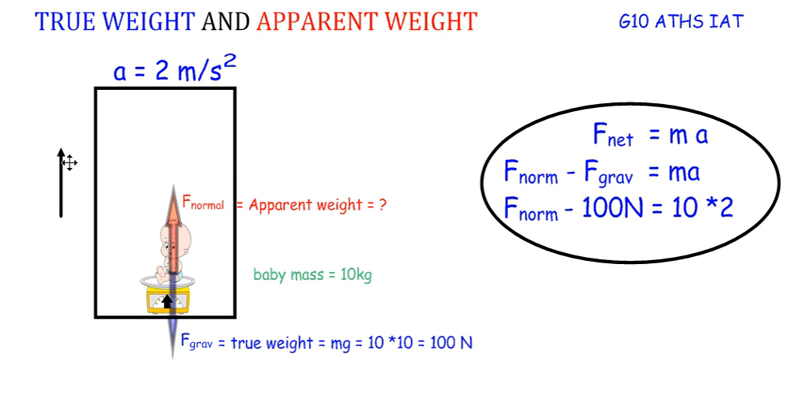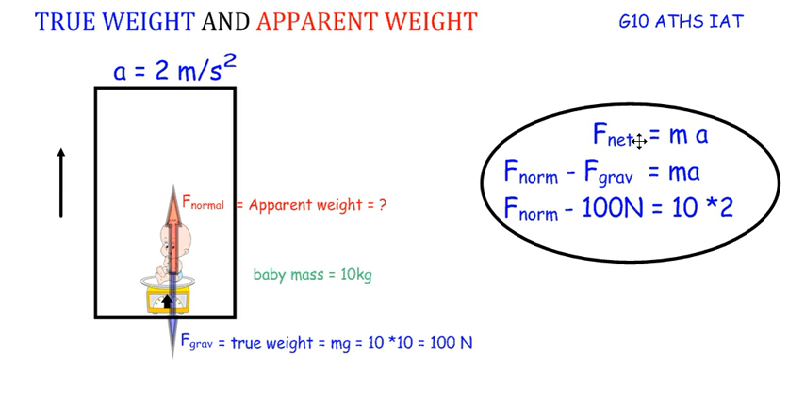Let's take a situation where the lift is accelerating upwards at a specific rate of 2 meters per second squared. No matter what the acceleration, the gravitational force, or true weight, will always be 100 newtons. In order to give it that upward acceleration, the normal reaction force and the apparent weight, therefore, must be greater than 100 newtons. We can apply Newton's second law situation here.